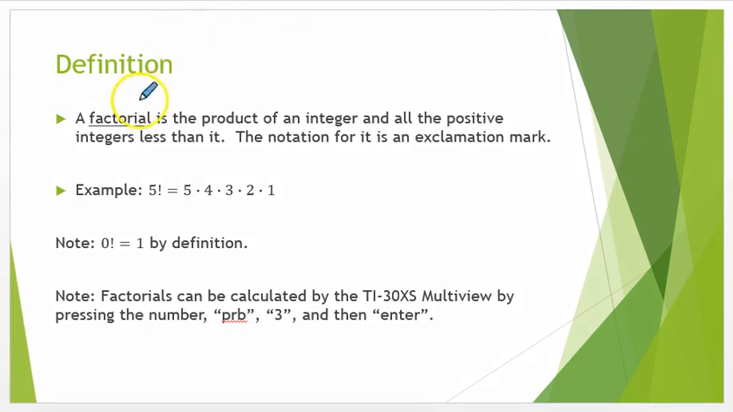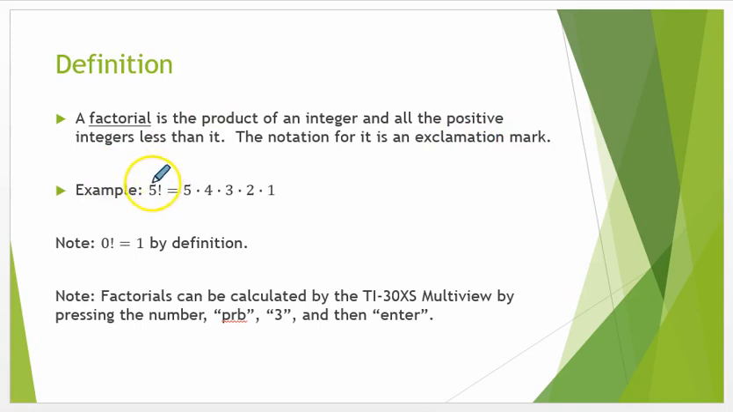operations. The first one being a factorial. Well, a factorial is the product of an integer and all of the positive integers that are less than that number. The notation for when to take a factorial is an exclamation mark following the number. So here's a quick example. I have a number followed by an exclamation mark.